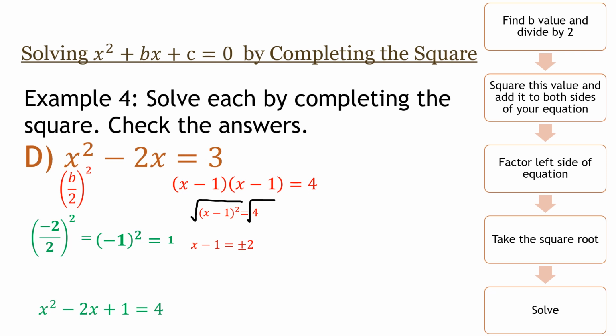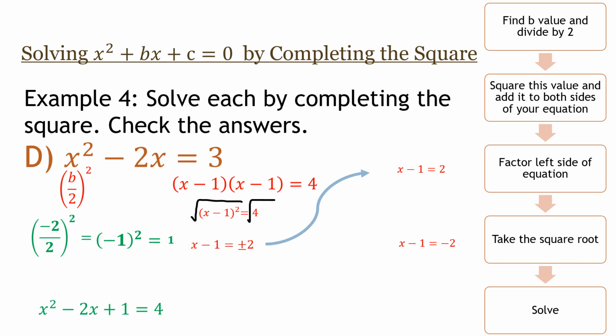I still haven't solved for x yet because I still have negative 1 on the left side of the equation. And so what I must do is create two separate equations, in which one equation is x minus 1 equals the solution of 2, and x minus 1 equals the solution of negative 2. And I must solve for x for both equations.